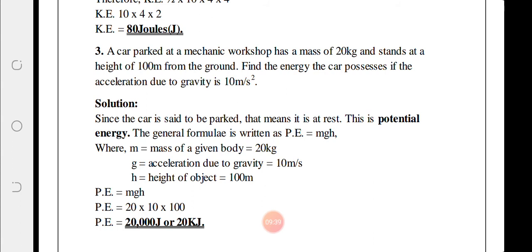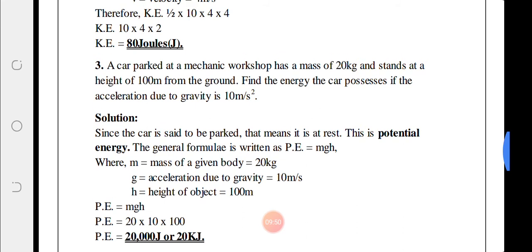They are telling us that the car is standing at a distance of 100 meters from the ground. And I told you earlier that the formula for potential energy is mass times acceleration due to gravity times height. They've given us the mass, which is 20. They've given us the acceleration due to gravity, which is 10. Acceleration due to gravity is always 10 or 9.8 meter per second square.